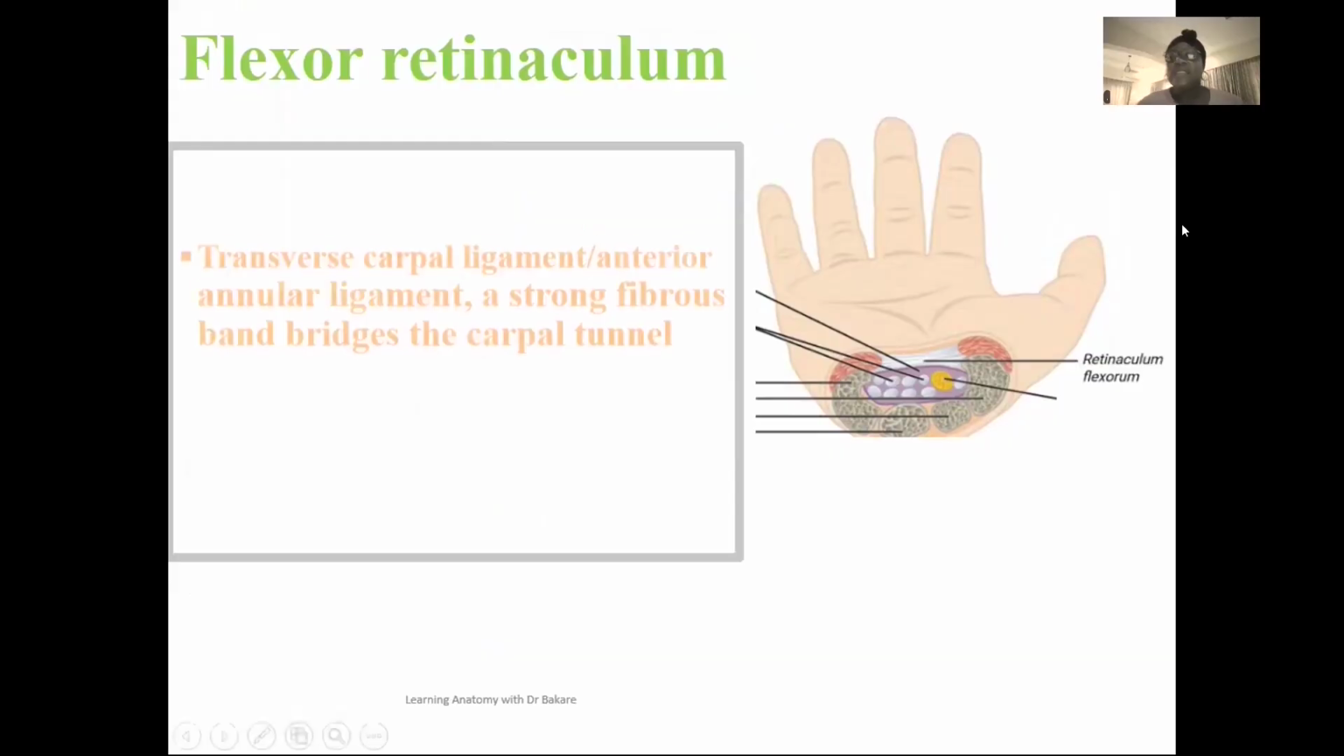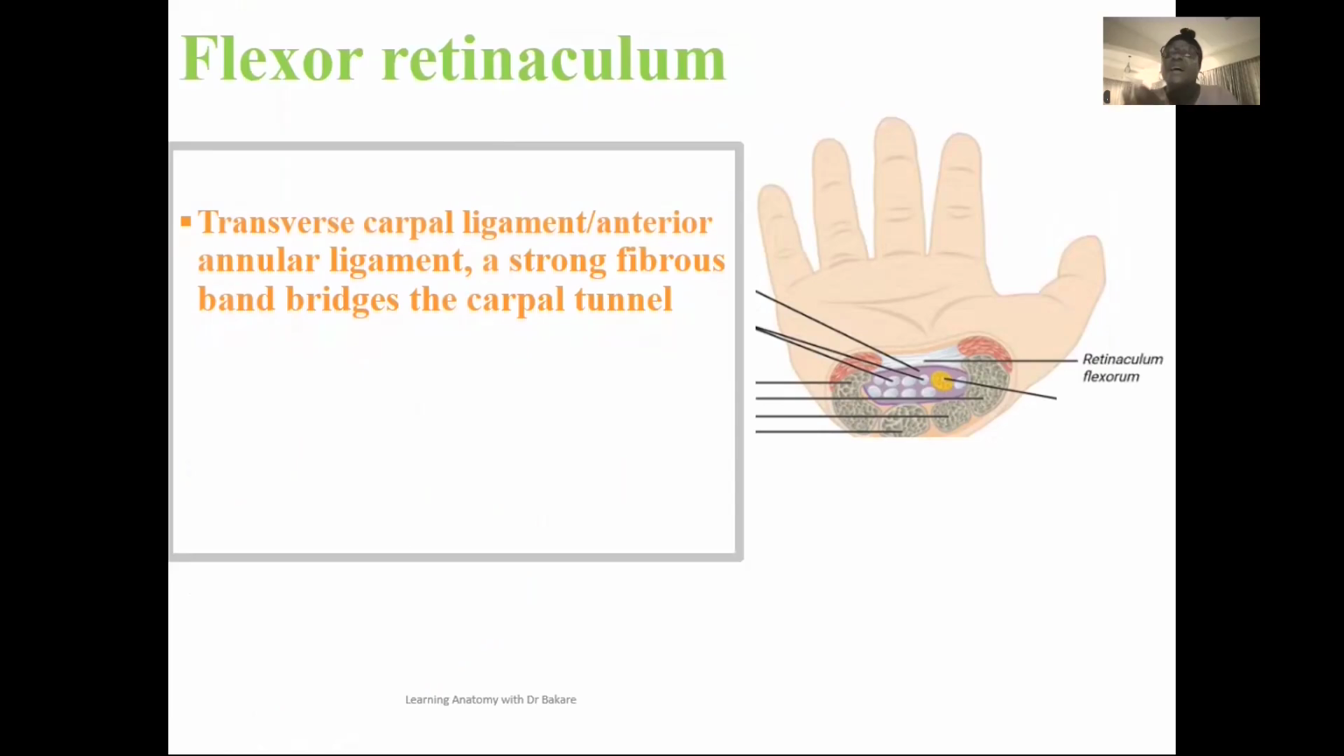The flexor retinaculum can also be referred to as the transverse carpal ligament or the anterior annular ligament. So if we come across these names, we should also know that they represent or mean the flexor retinaculum. We already highlighted that this is a strong band that is seen to bridge the carpal tunnel.